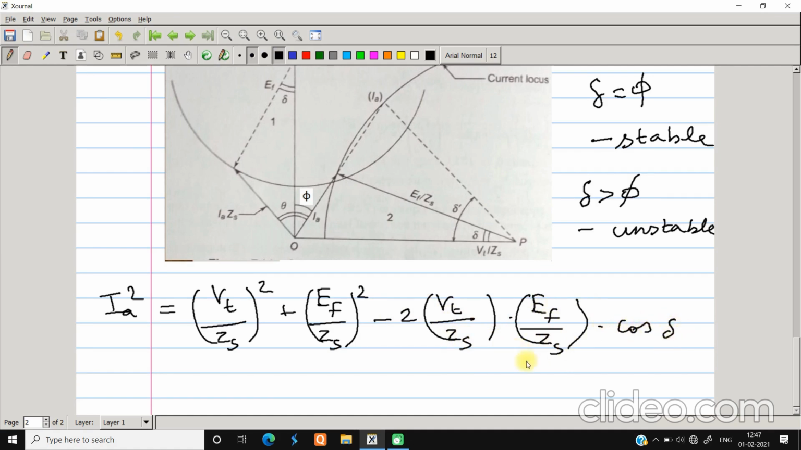So here in this equation also, if the delta is equal to phi, then the machine will be giving a stable operation, but if the delta is greater than phi, then the machine will be giving the unstable operation.